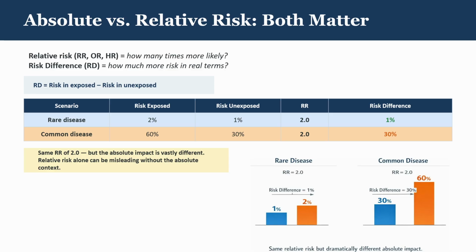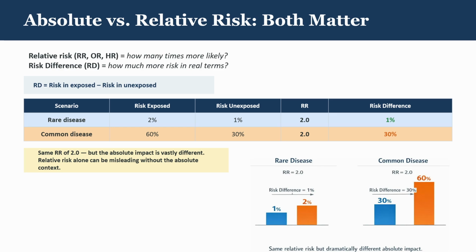Scenario 2, a common disease. Risk in the unexposed is 30%, risk in exposed is 60%. The RR is still 2, but now the absolute risk difference is 30 percentage points. In a herd of 1,000 animals, eliminating the exposure would prevent 300 cases. The same relative effect size has a dramatically different practical importance.